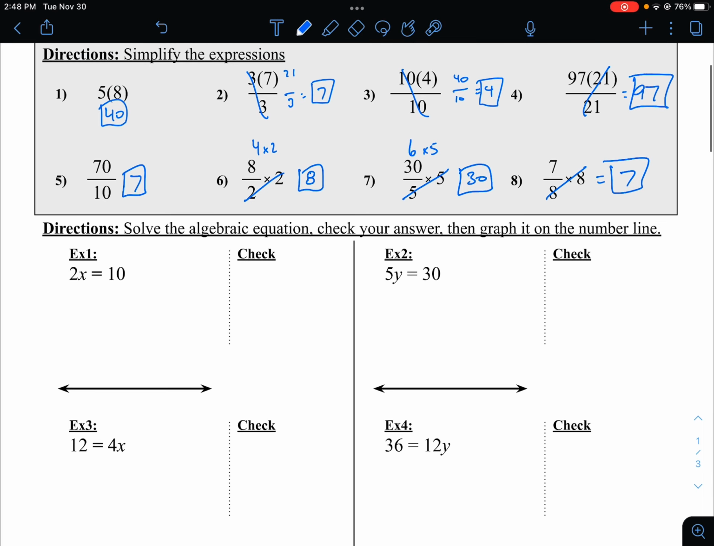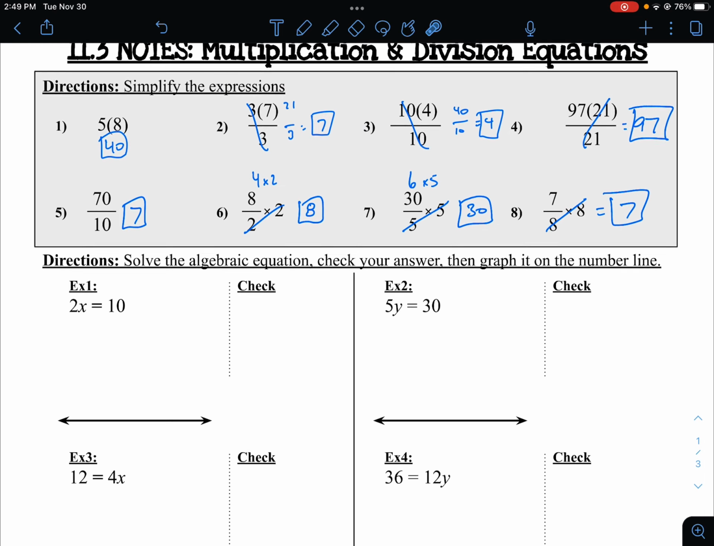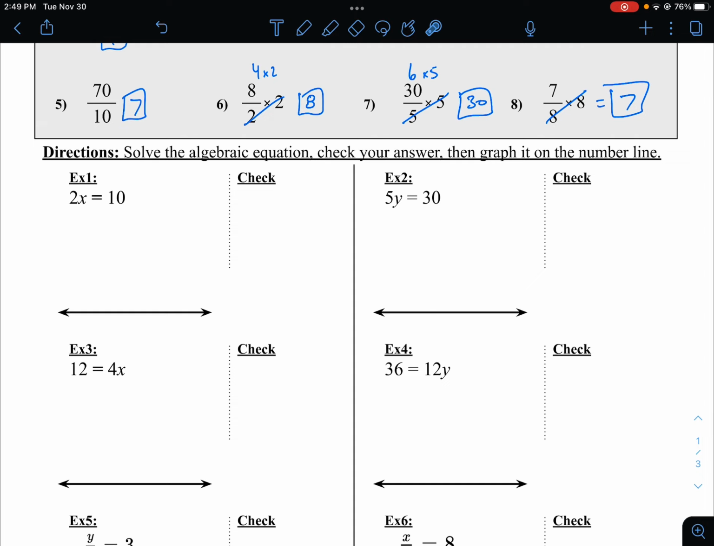So what's the point of all this? Multiplication and division cancel each other out. Like 8 divided by 5 times 5 is just 8. If I did 30 divided by 1,000,000 times 1,000,000, I end up with 30 again. So because multiplication and division are inverse operations, they are the opposites of each other, they cancel each other out. And when they cancel each other out, you're left with 1. So we need to solve the algebraic equation, check our answers, then graph it on the number line.